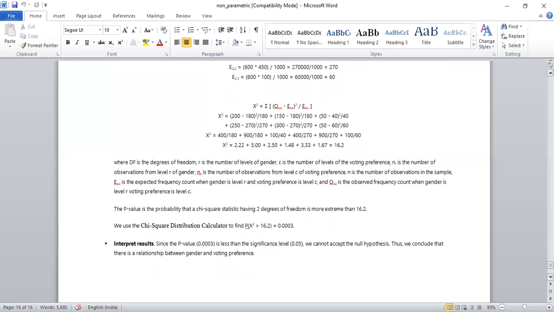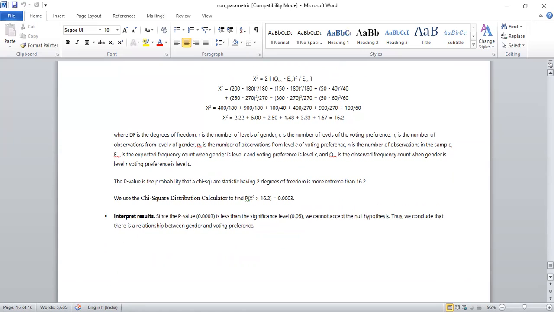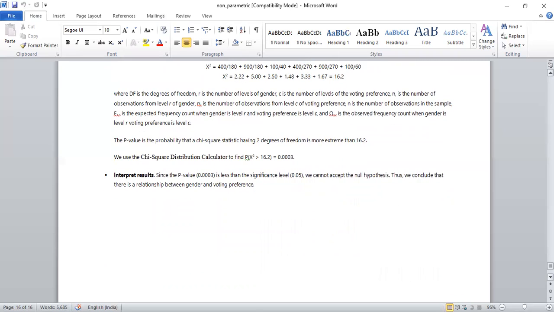So now we have to interpret the results. Since the p-value is less than the significance level 0.05, we cannot accept the null hypothesis. That is, we reject the null hypothesis. Thus we conclude that there is a relationship between gender and voting preferences.